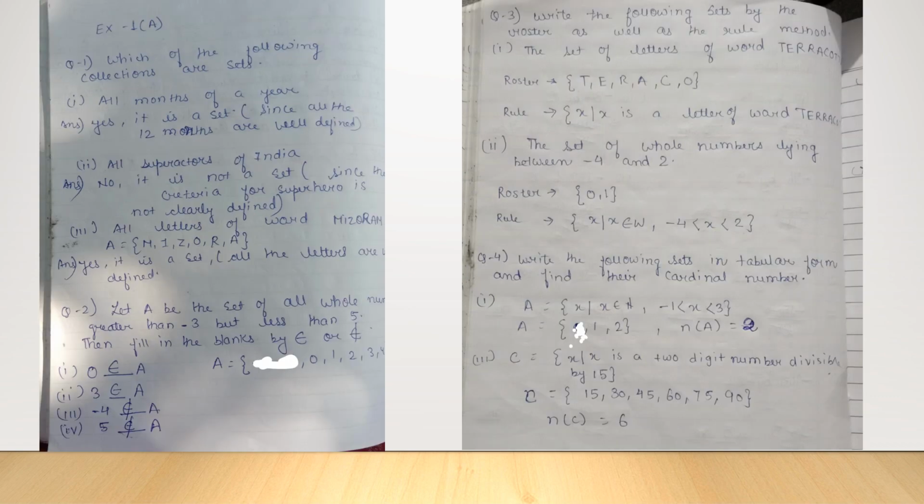So now we are going to start the exercise 1A. So we'll start with question number 1. Which of the following collections are sets? First, all the months of a year. Yes, it is a set since all the 12 months are well defined.